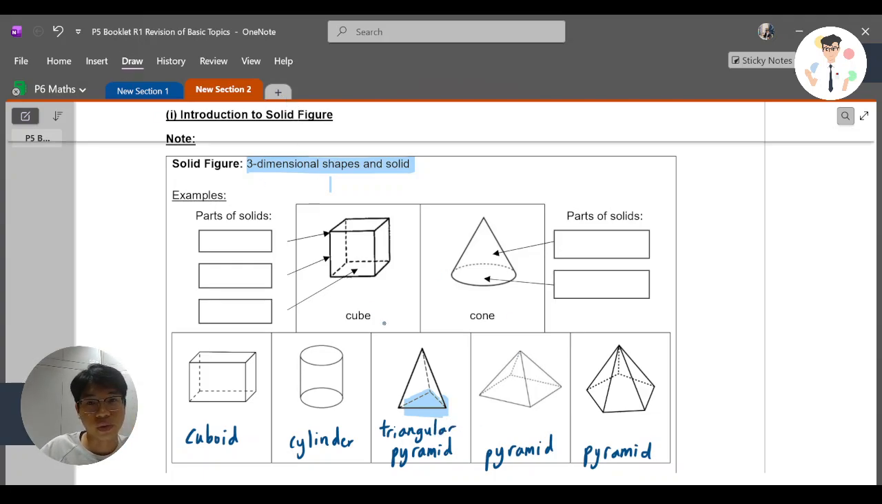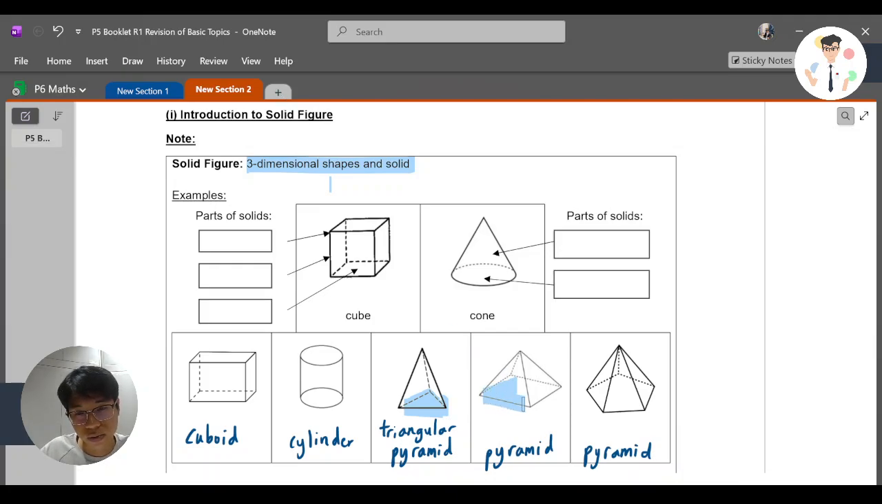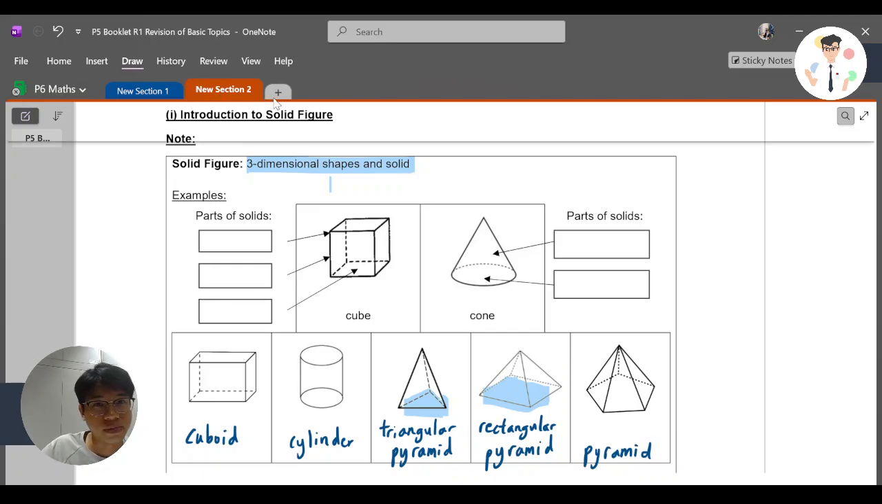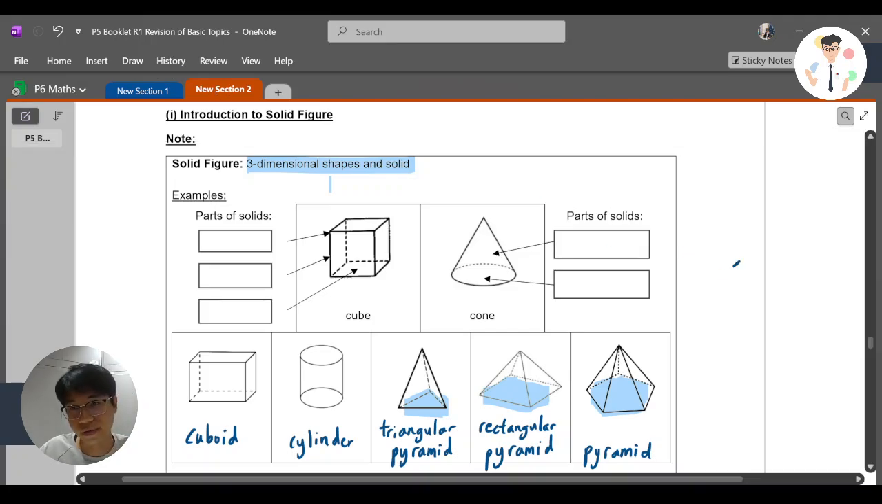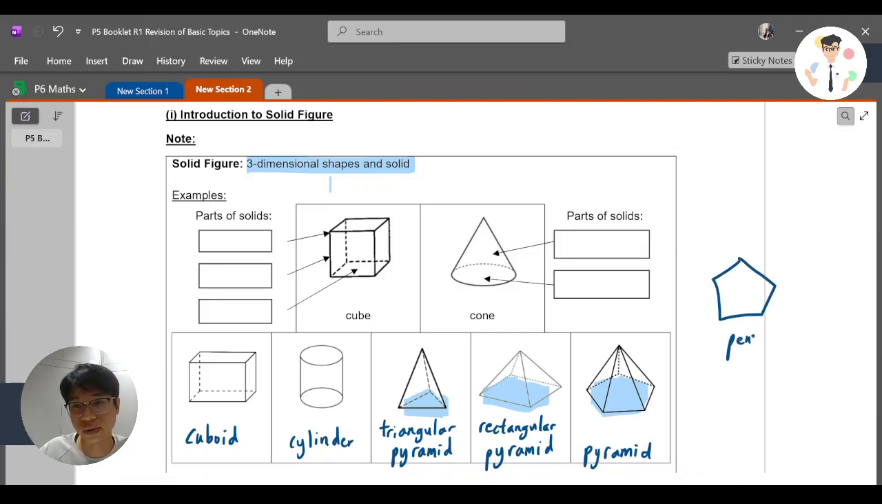And if you look at here, we can see that this is actually either a square or a rectangle. We'll just call it a rectangular pyramid. And this one is a bit difficult. You can see that this is a five-line shape, like 1, 2, 3, 4, 5. If you see a shape with 5 lines, it's actually called a pentagon, just in case you don't know. And in this case, we call it a pentagonal pyramid. Okay? Now, these are all examples of solid figures.